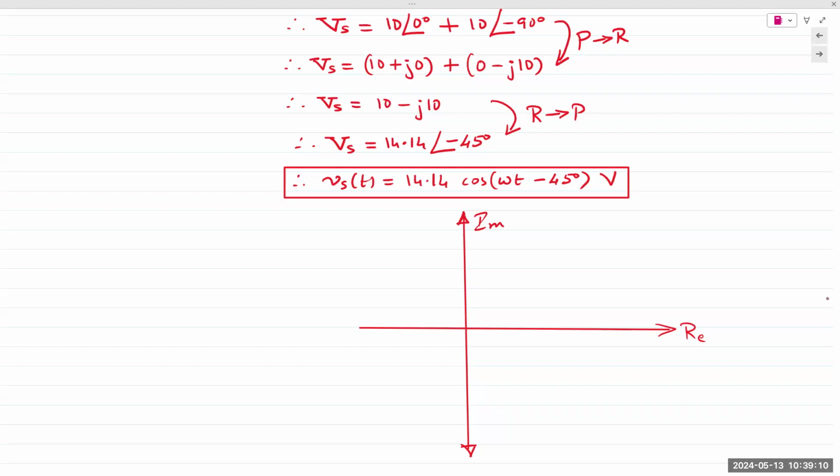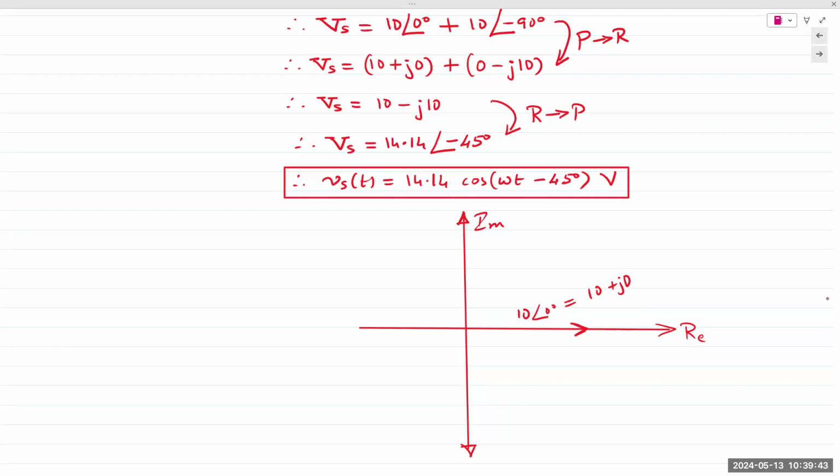0 degrees means where is my vector? It's lying flat on the real axis, with a length of 10. So the imaginary component is 0. Hence, 10 angle 0 is 10 plus J0. Make sense to everyone?